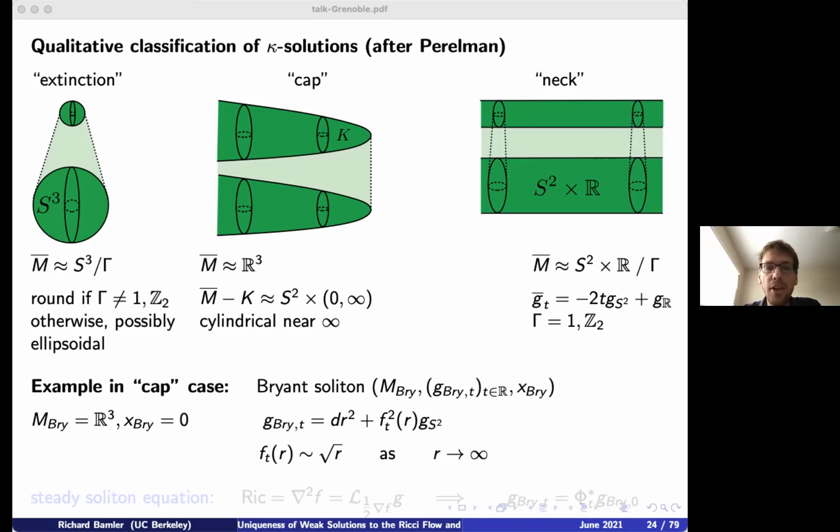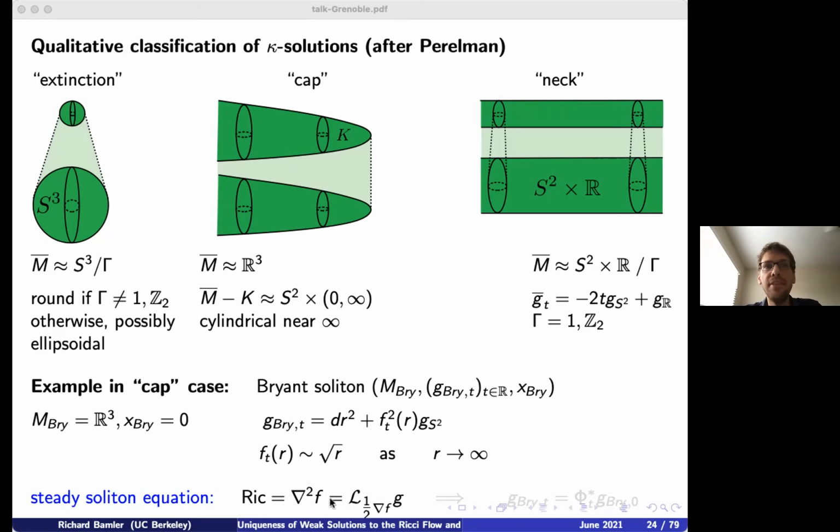And it's called a soliton because it's a steady soliton. So what's a steady soliton? A steady soliton is a Riemannian metric where the Ricci curvature is equal to the Hessian of some function f. And sorry, I should have chosen a different f here. This is not the same f as here. Okay? So this is some different f.